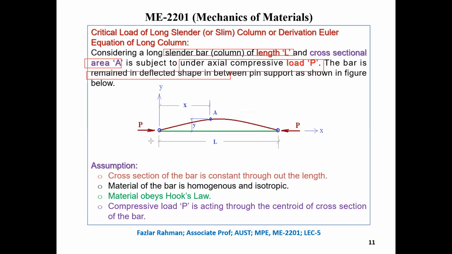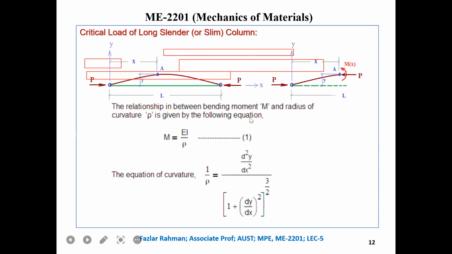So what are the assumptions? The cross section of the bar is constant throughout the length, meaning no change of cross section. The material of the bar is homogeneous and isotropic, and follows Hooke's law. The compressive load P is acting through the centroid of the cross section, and the load passes through the center of the cross section. Those are the assumptions. Now we will derive.